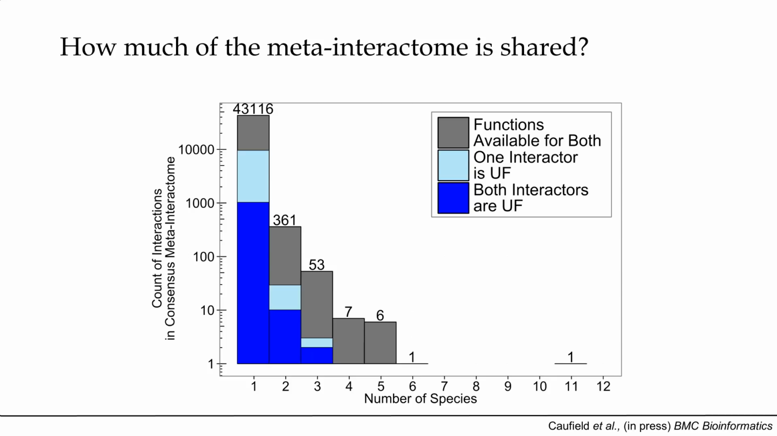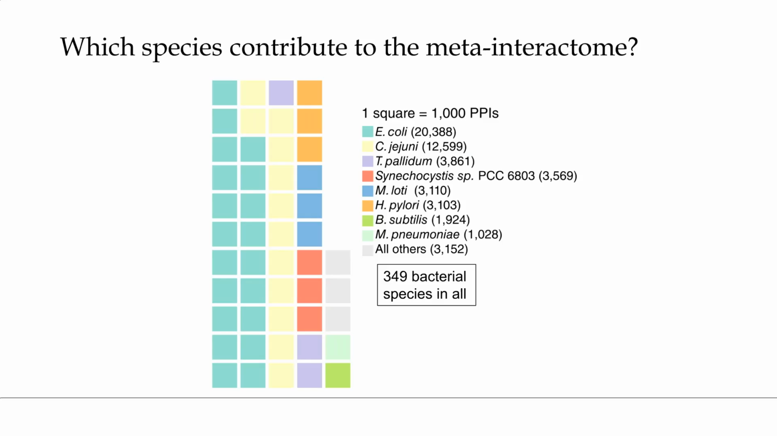So the species that I'm talking about here, just in brief, include primarily E. coli, Campylobacter jejuni. In total, there's just about 349 different bacterial species. But species like E. coli and Campylobacter jejuni and the syphilis spirochete, Treponema pallidum, tend to make up the bulk of the interactions that we see here. So most of the interactions are from a small subset of species.